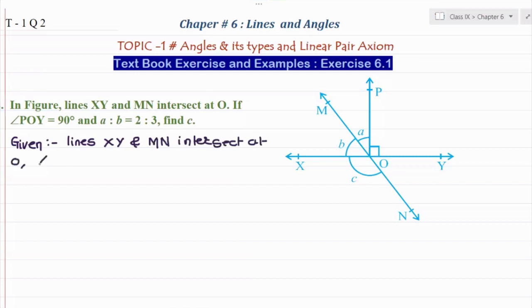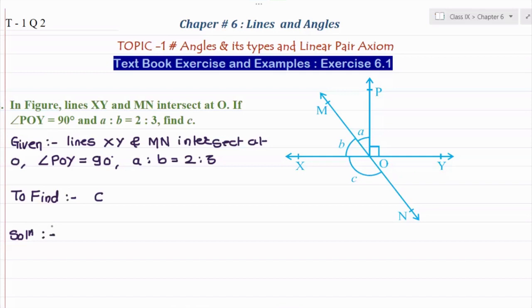Second, we are given that angle POY is equal to 90 degrees. Another thing given here is a ratio b is equal to 2:3. Now what we need to find out: we shall mention the second thing, to find. We need to find the value of c. As I told you earlier, when we write down to find, we mention here the solution. So now I am writing the solution.